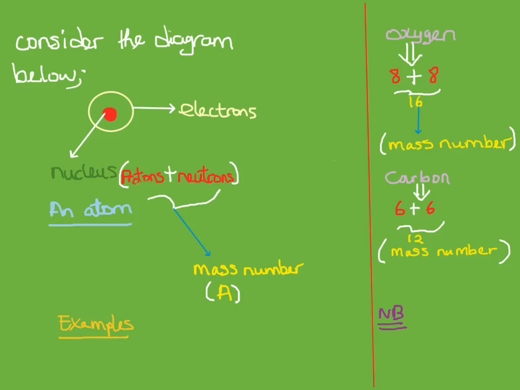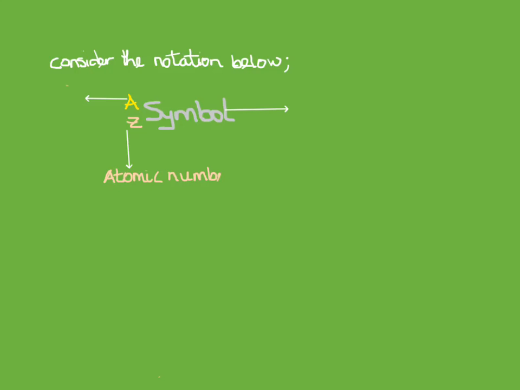It should be noted that the number of protons found in the nucleus of an atom is equal to the number of electrons moving round the nucleus that is found in the shell. Let's consider the notation below. Symbol, superscript A, underscript Z. Z stands for the atomic number, while A stands for the mass number.